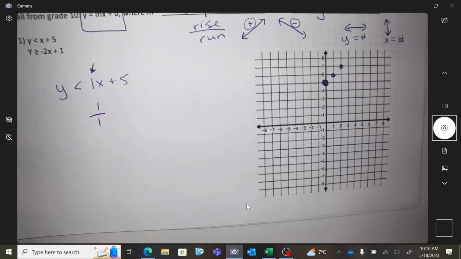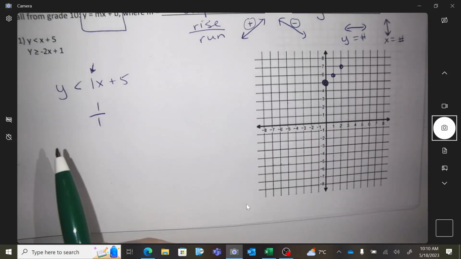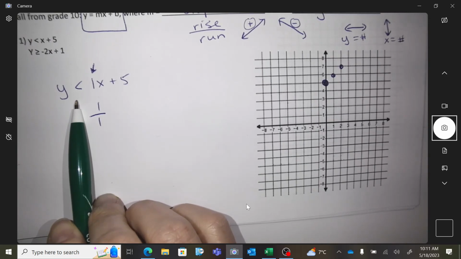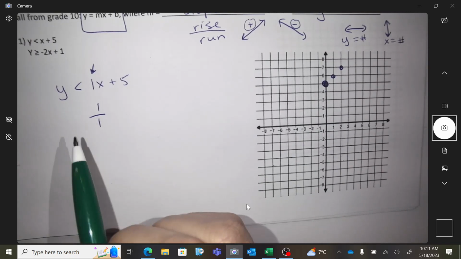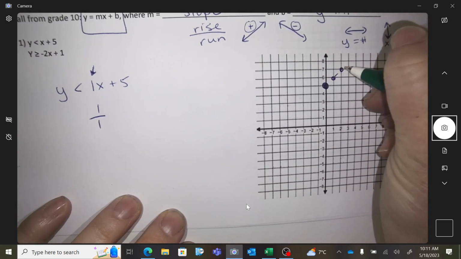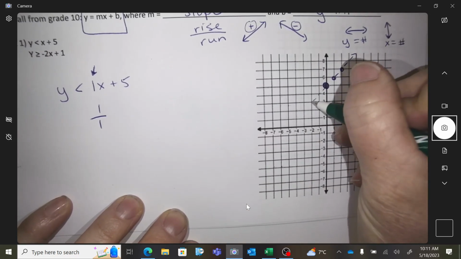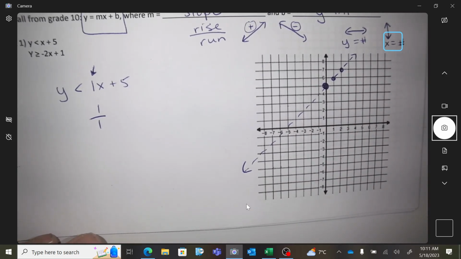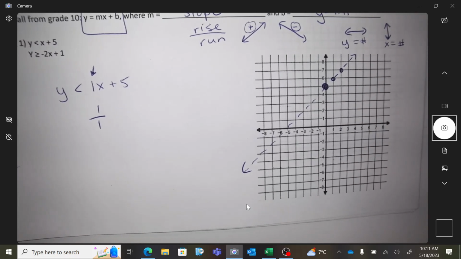But this is the thing that's new in grade 11. This is not an equal sign. This says less than. So I can't be equal to this line. So I'm going to draw this line as a dashed line, saying I'm not allowed to be equal to the line. I have to be less than the line.